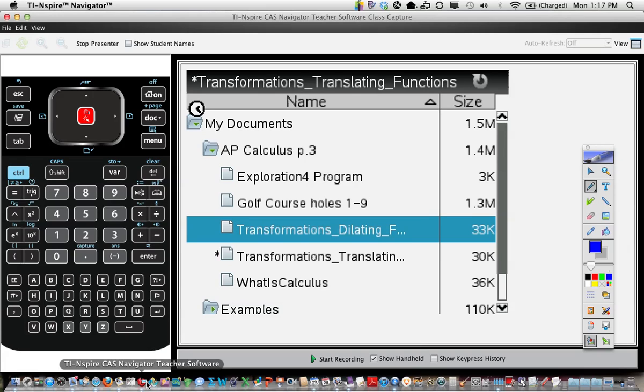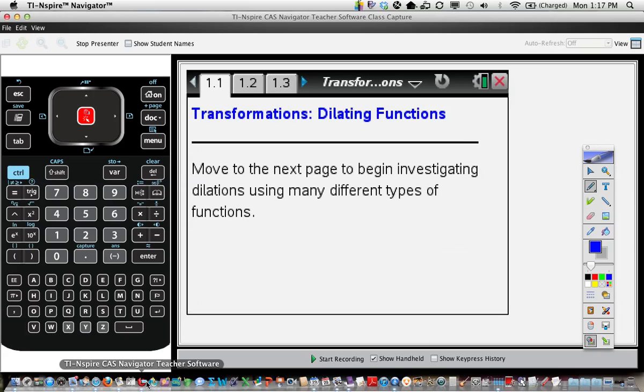I call those shifts. Okay, they're the same thing. This one's called dilating. I call this stretching or compressing. Okay? So, is everybody taking this down? Okay. All right. So go to the next page.